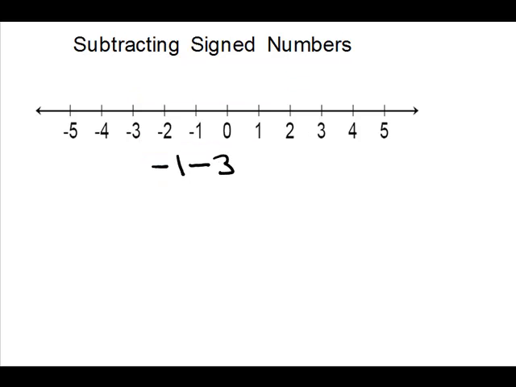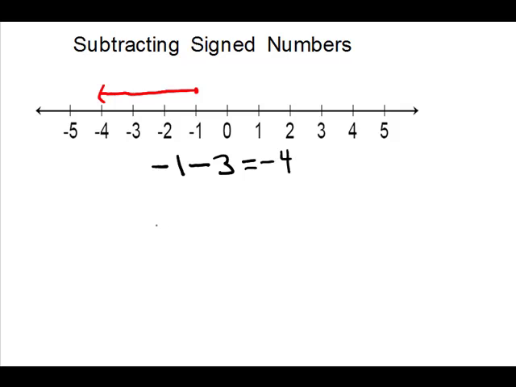Let's look at another problem. So we have -1 minus 3. So we will start at -1. And if we subtract a +3, we're making it get smaller. If we get smaller, we're going to the left. 1, 2, 3. So we land at -4.